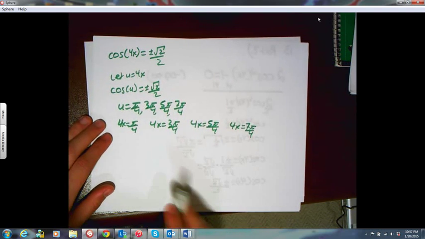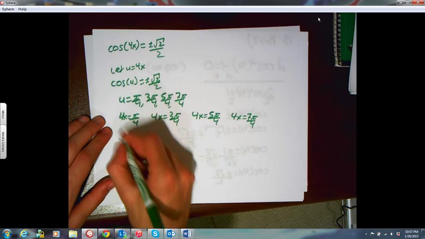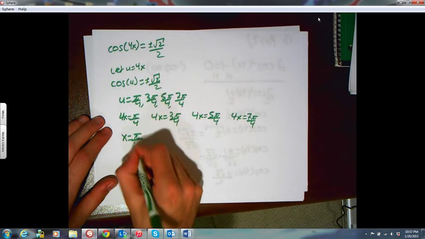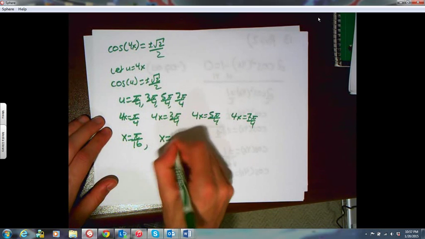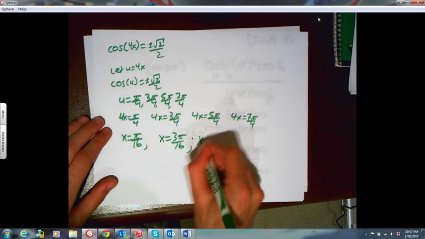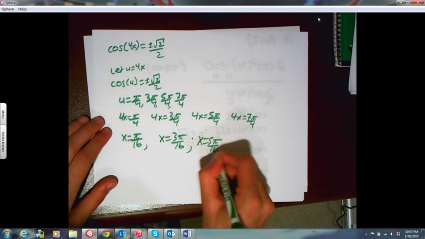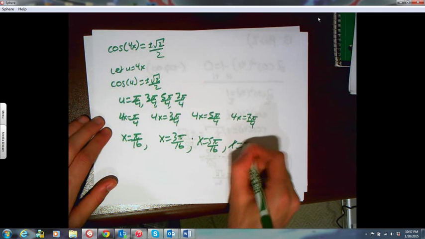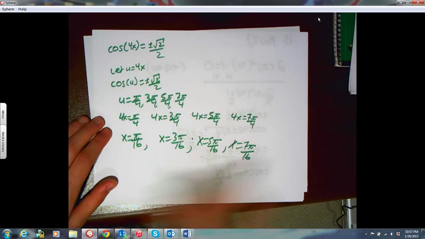Solve for x, so divide everything by 4. Pi over 4 divided by 4 is pi over 16. 3 pi over 16. 5 pi over 16. 7 pi over 16. So these 4 are the answers.